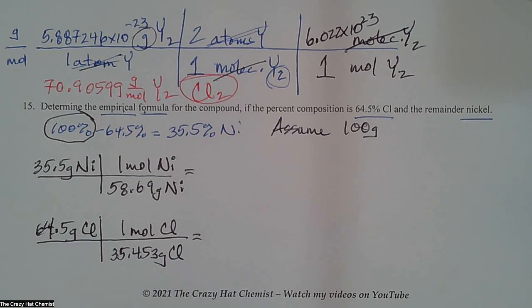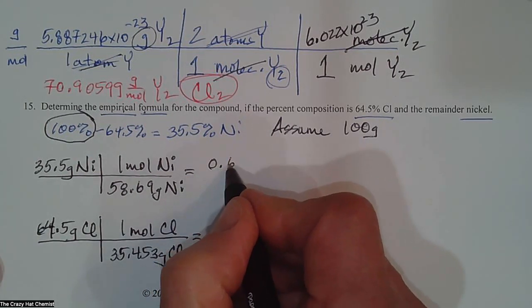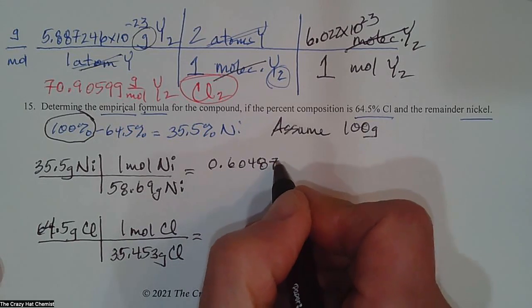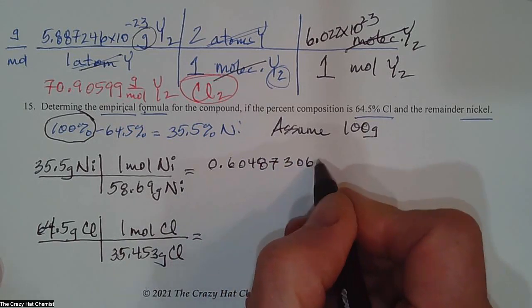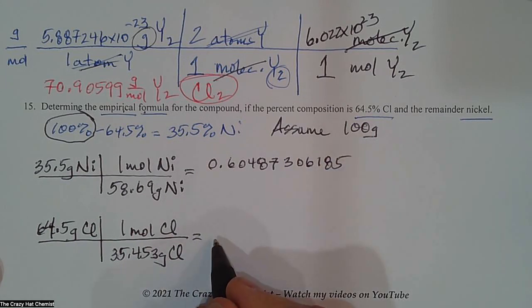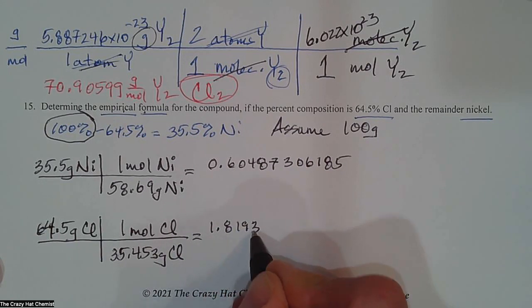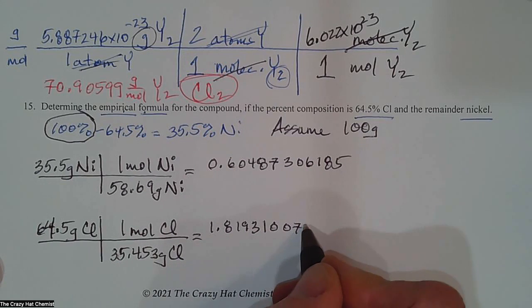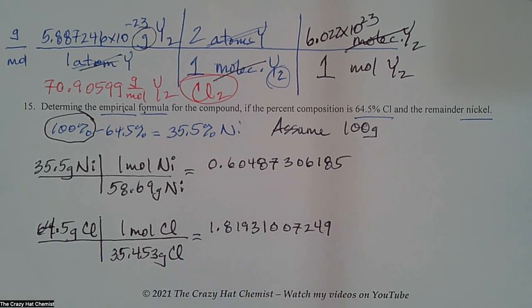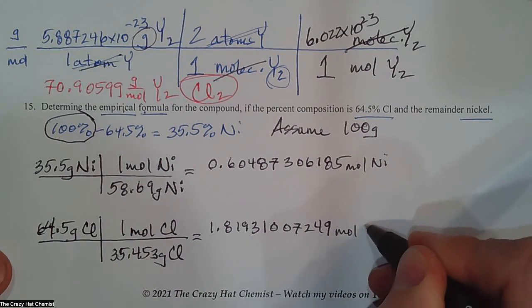So I'm going to get these two numeric values. That's 35.5 divided by the 58.69. And I'm going to get this value of 0.60487306185. And then this one for the chlorine is 1.81931007249. Okay, these values are moles. So this is moles of nickel, and this is moles of chlorine.